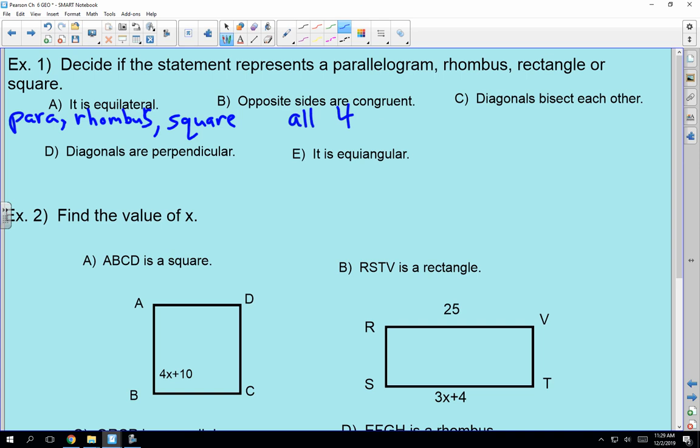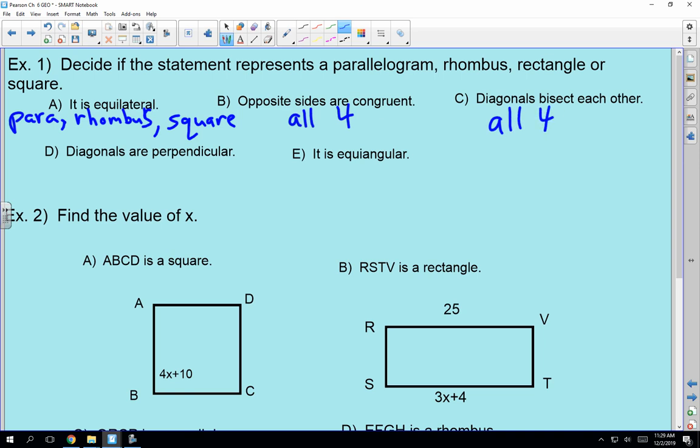And the diagonals bisect each other. So when do the diagonals bisect each other? Rhombus. Okay. What else? Parallelogram, yeah, that's true. So if it's true of a parallelogram, then it's all four of them. When we're talking about diagonals at least, we're not saying anything about the angles. So this is all four.